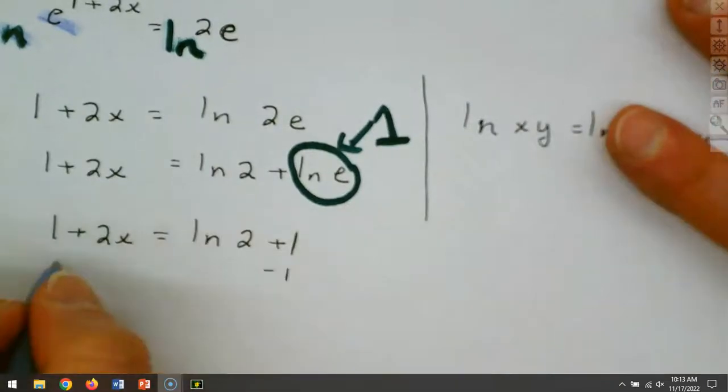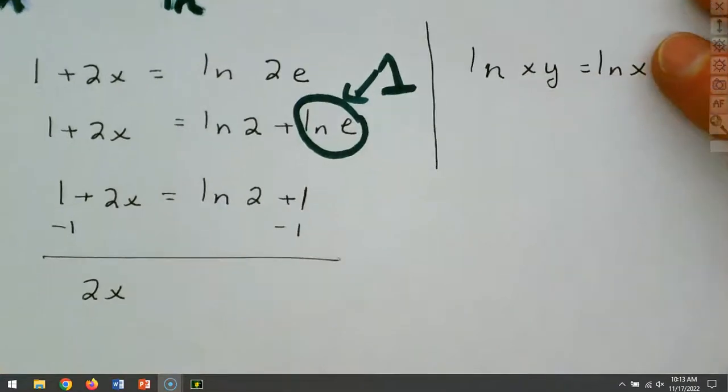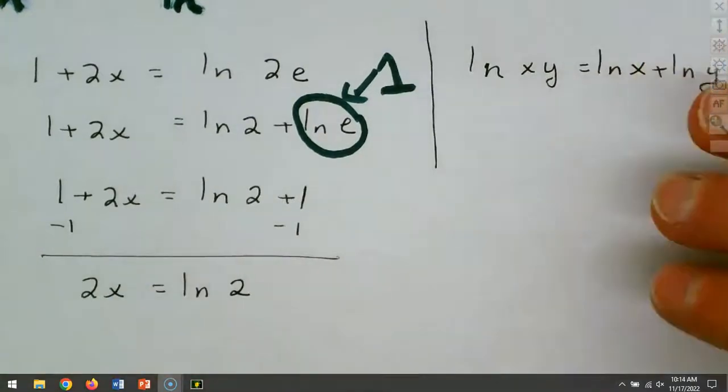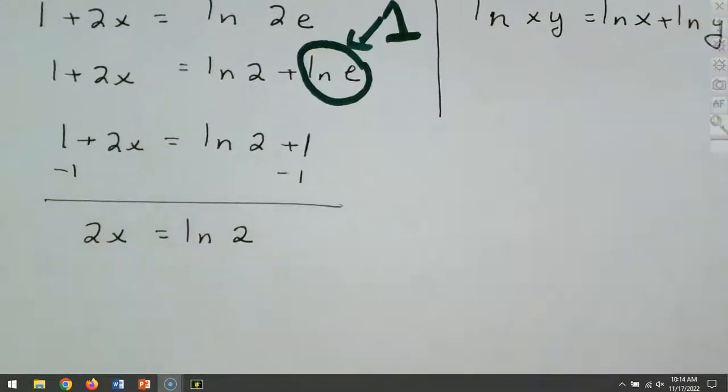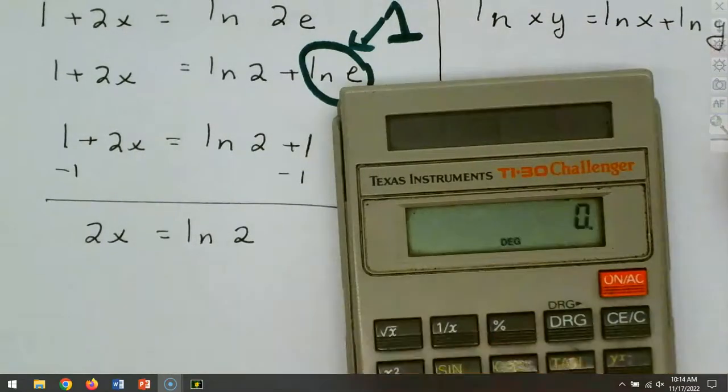So now I can move that 1 over. And that gives you now 2x equals the natural log of 2. Okay. And let's go ahead and break this down because now we're at a point that we can use our calculator. So we can use the natural log of 2.